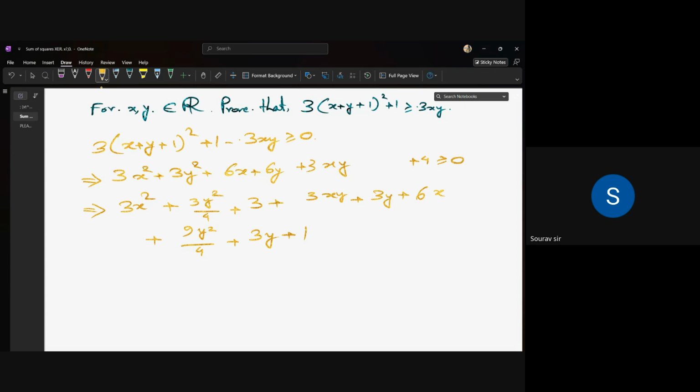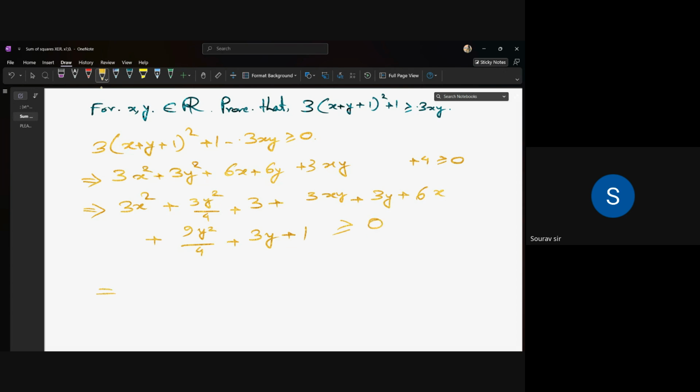Okay. So now we are getting what? 3y square by 4 plus 9y square by 4, that is equal to 3y square. We can easily see that. And now our 6x is here, and our 6y is now being apportioned as 3y and 3y. Okay. So that is basically the similar thing as the previous inequality.